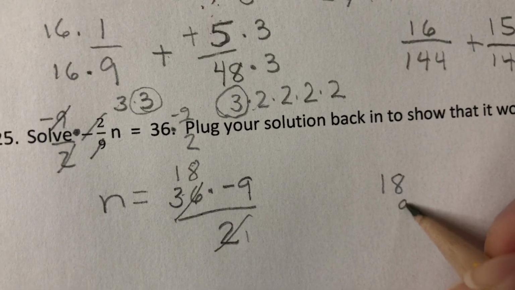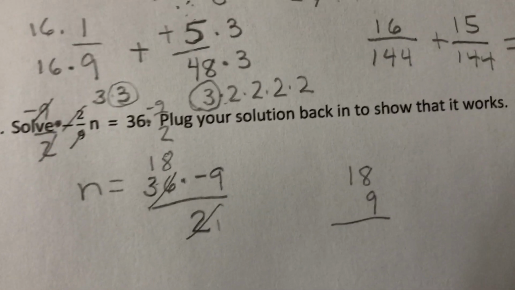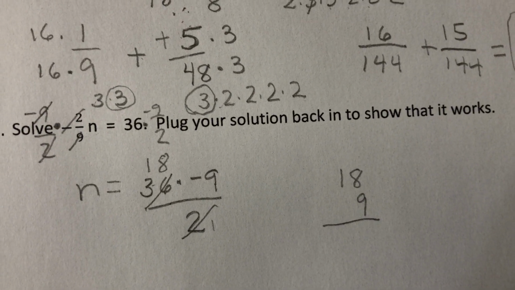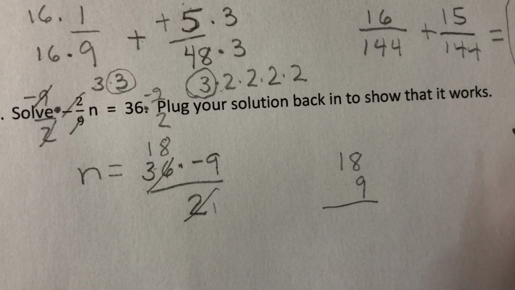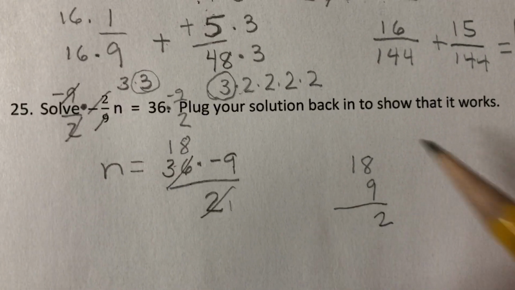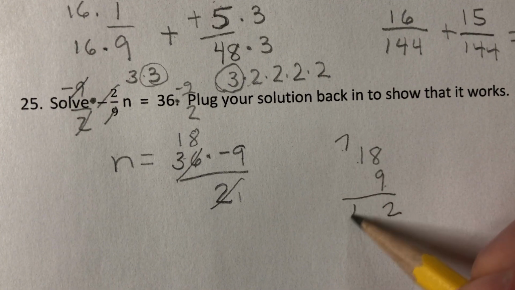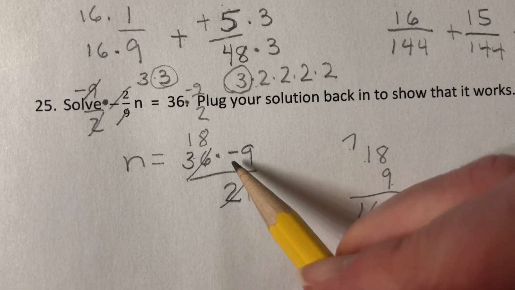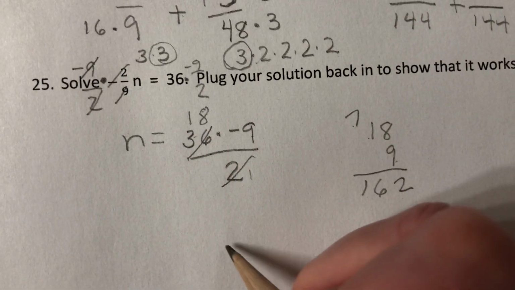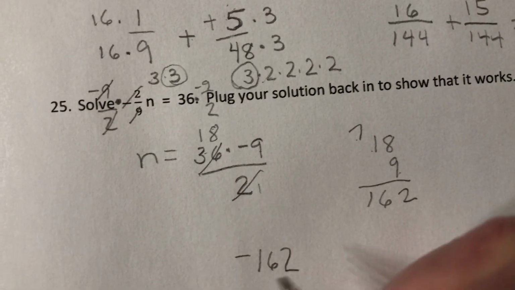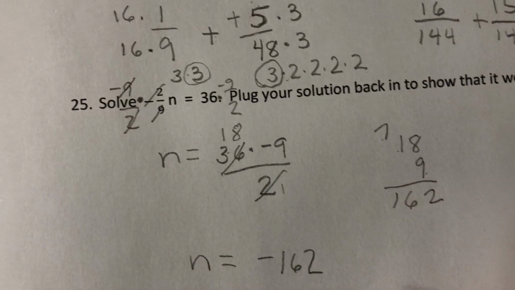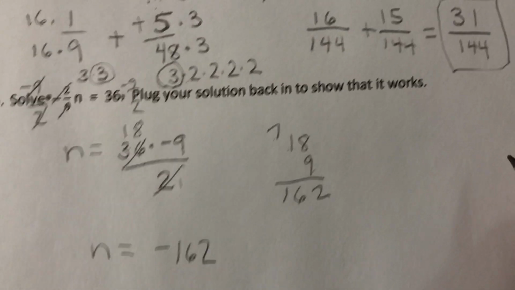So now I'm going to multiply 18 times 9. So 8 times 9 is 72. So we're going to put down the 2, carry the 7. 1 times 9 plus 7, that's 162, but remember this was negative, and a positive times a negative is a negative. So the answer is negative 162, and I want to plug it back in to make sure it works.